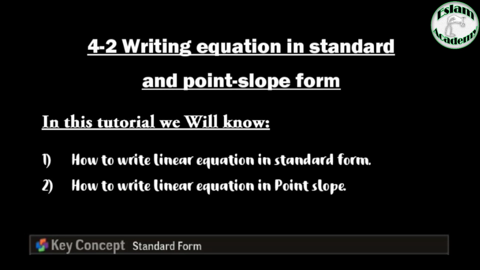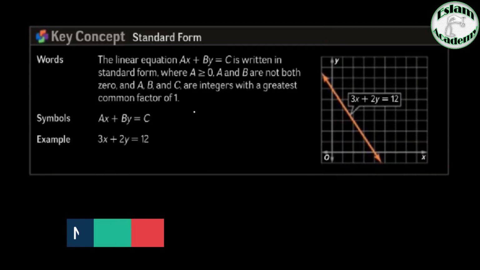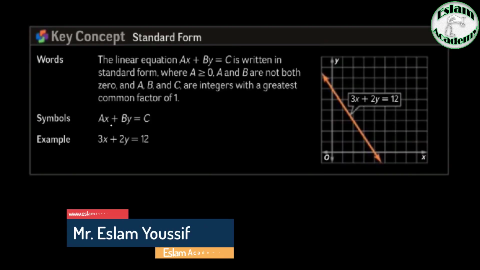Our lesson today is about writing the equation in standard and point-slope form. In this tutorial we'll learn how to write the linear equation in standard form and how to write the linear equation in point-slope form. We will start with the standard form, which is written as ax + by = c.